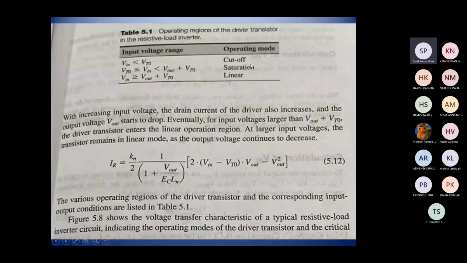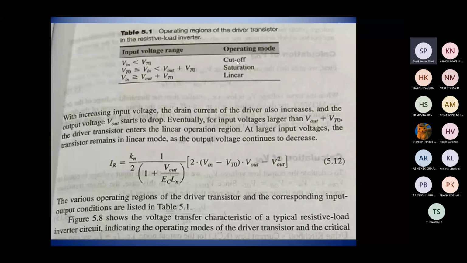Okay. So I hope this is clear to everyone. So this we have to always think, and also determine the condition accordingly. Now, with the increasing input voltage, the drain current of the driver also increases, and the output voltage starts to drop. Now, eventually, for input voltage larger than V out plus VT0, the driver transistor enters a linear operation region. Okay, so this is very important.